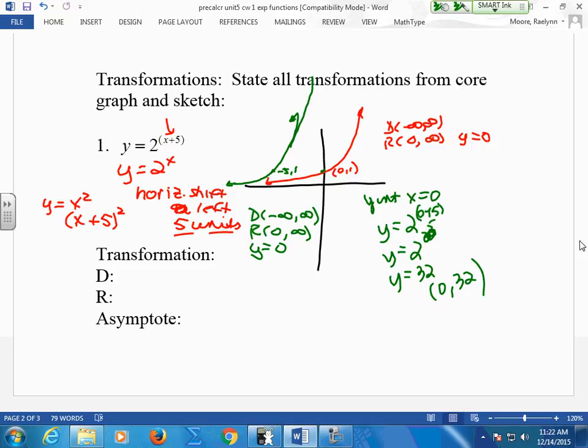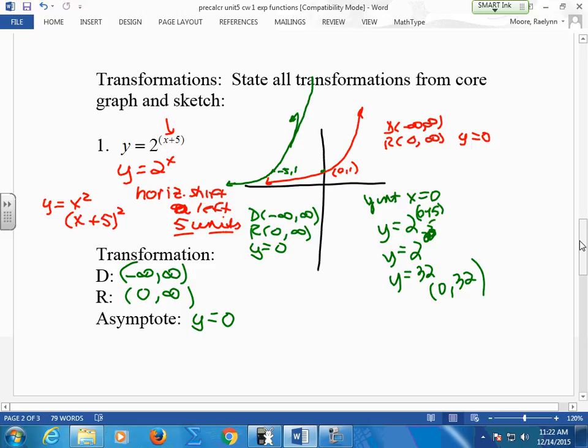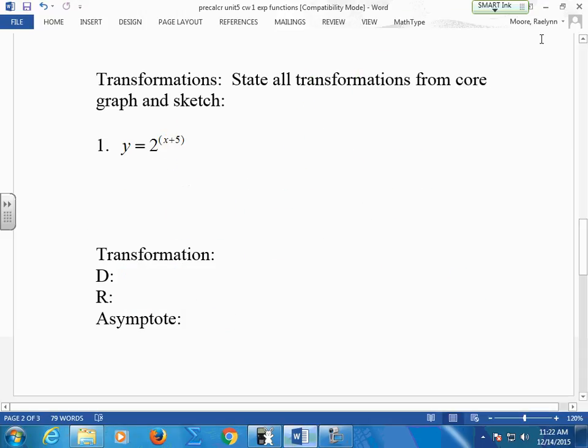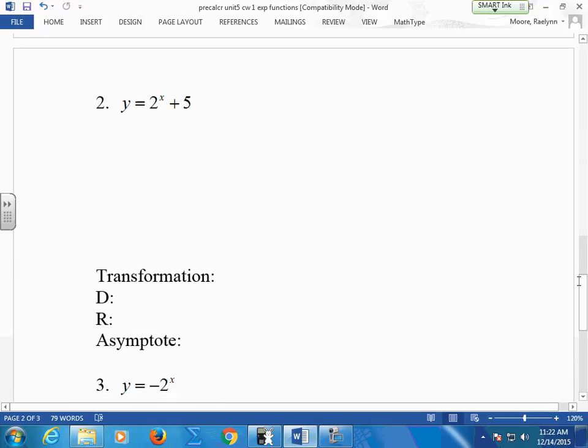So again, we have all the pieces that we need. A horizontal shift does not change these guys, but it will change your y-intercept. The same ones we did before. We go off of our core graphs. So here's another core graph. Same graph that we just did.